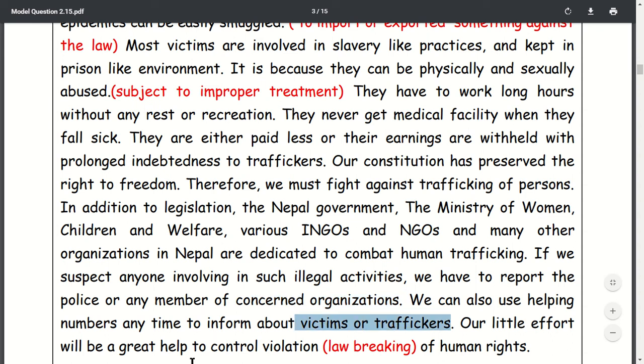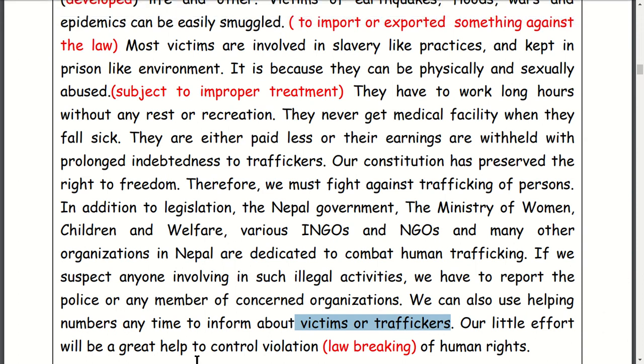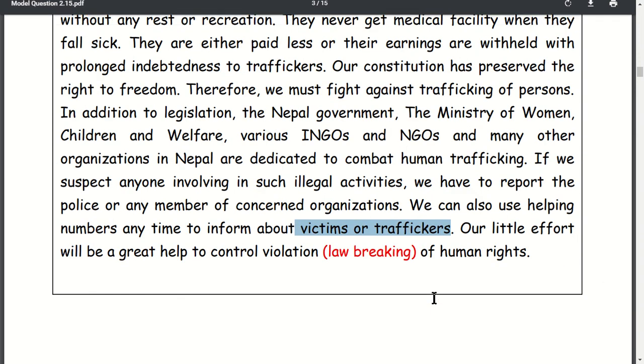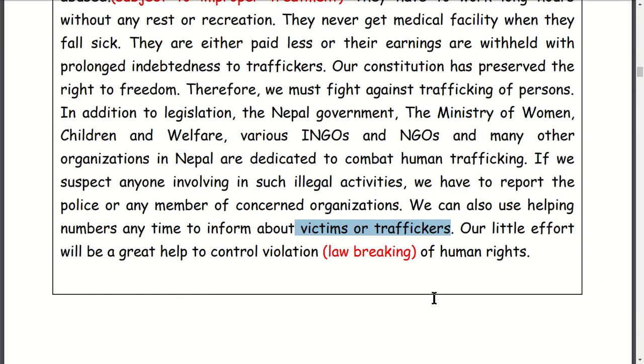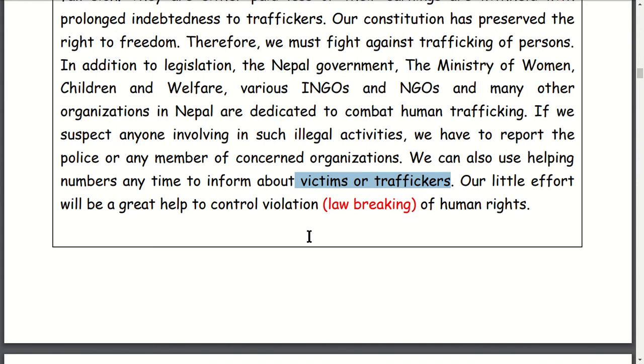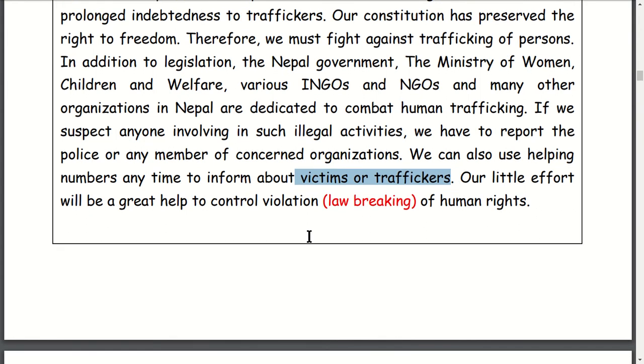Our little efforts will be grateful to help control violation of women's rights. This is against women's rights. Selling and buying of such people is women trafficking. Boys and girls are seduced, taken to other countries and sold for a price. Such a business is very bad, an illegal trade. If you inform the government or concerned authority about it, it can easily be controlled. The illegal persons doing such practice are punished severely.